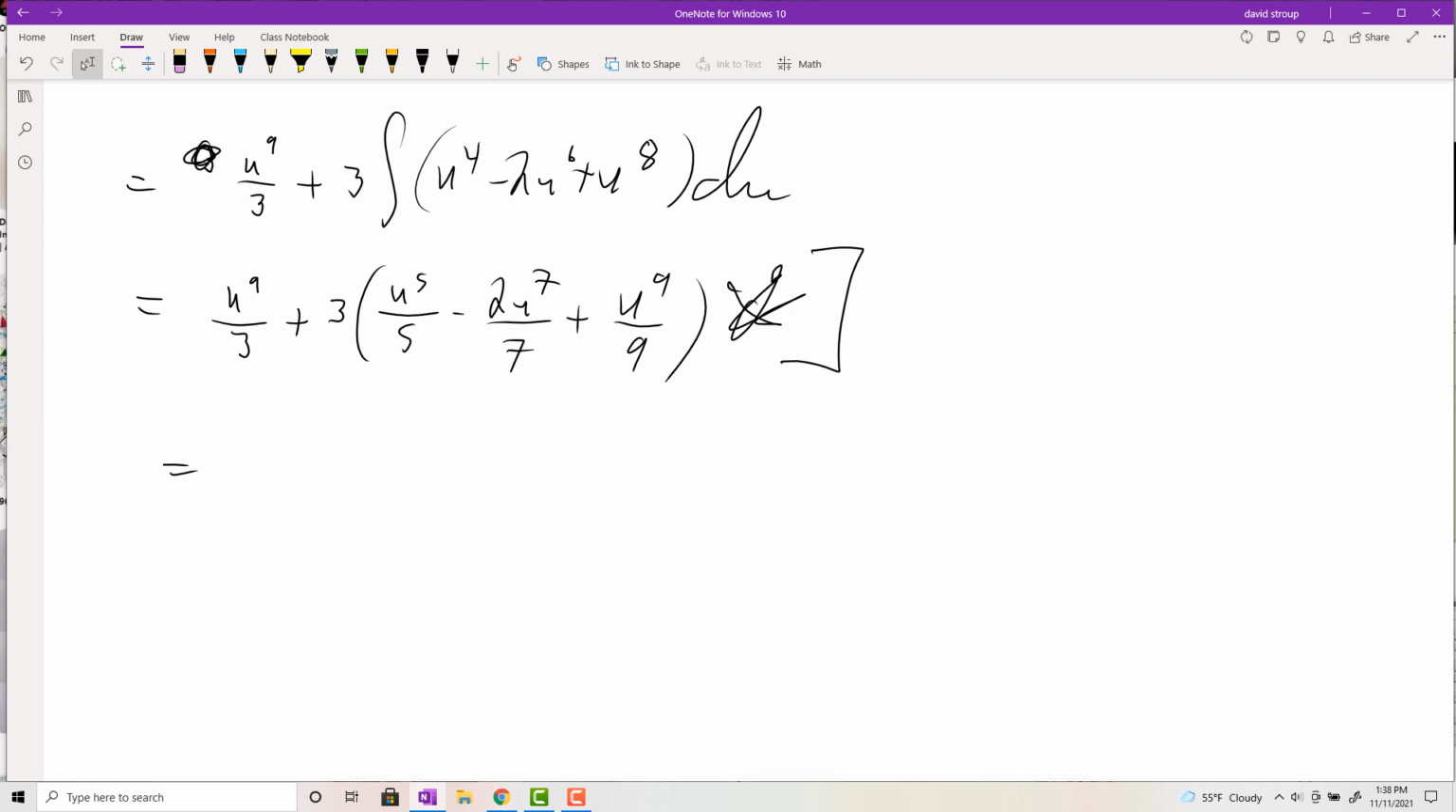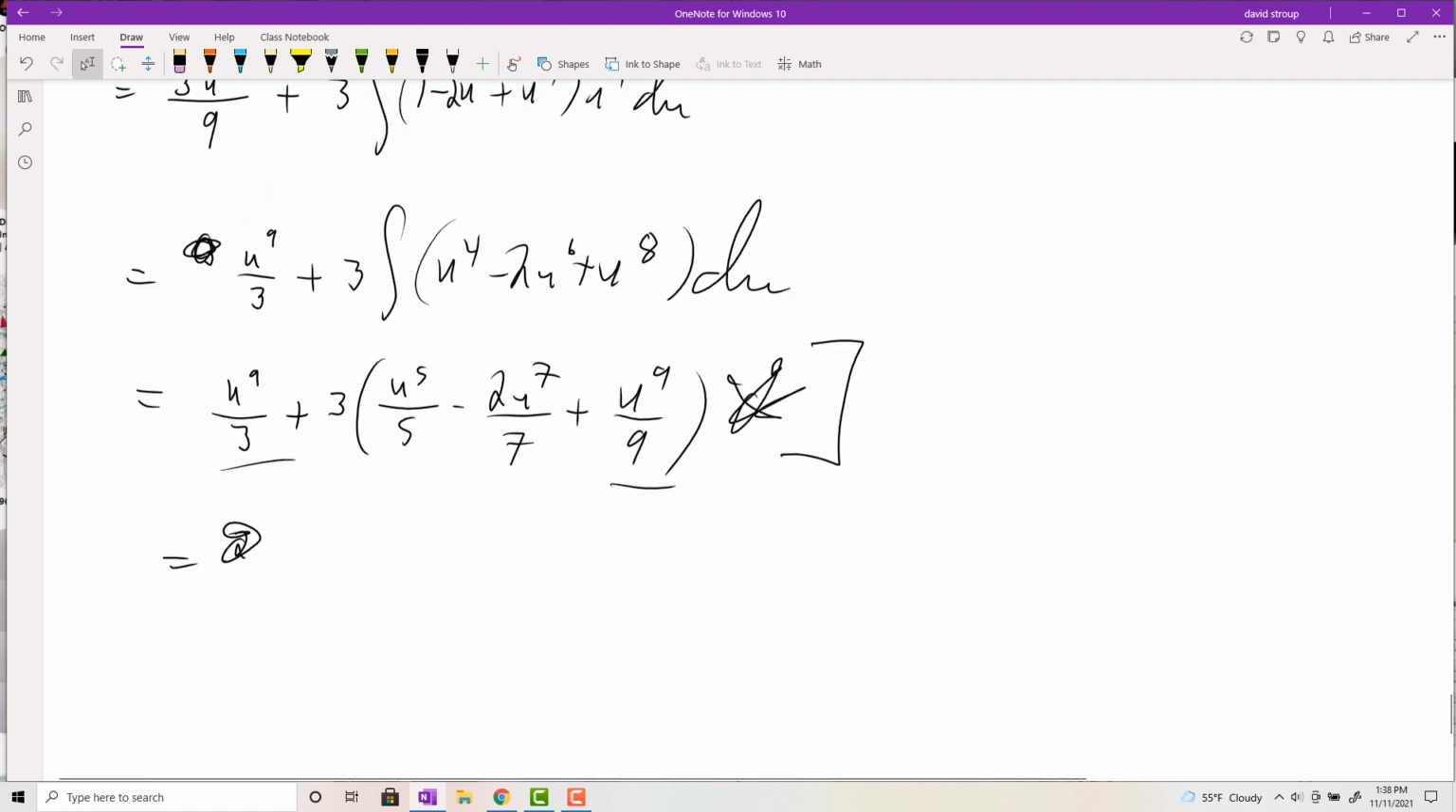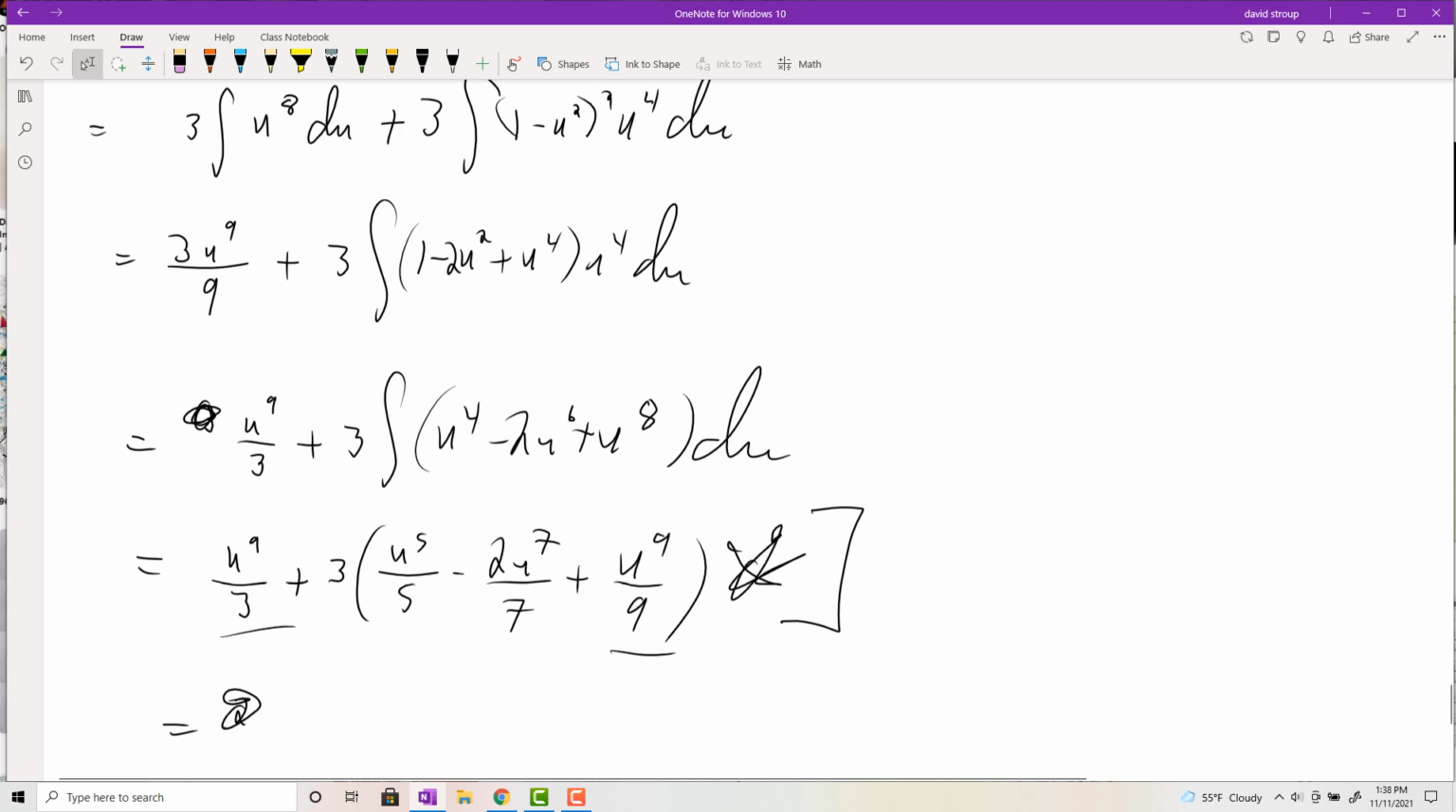Does any of that cancel? Well, these guys are like terms. This one and this one. That would be 1/3 plus 1/3 is 2. But they don't have the same u values, do they? Yeah, they do. They're both cosines.